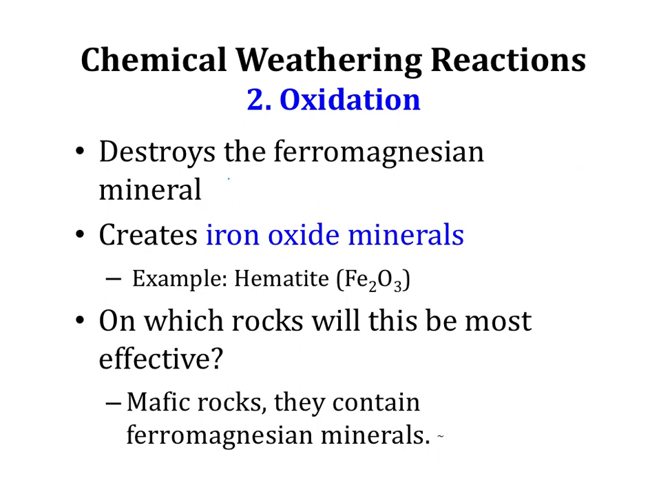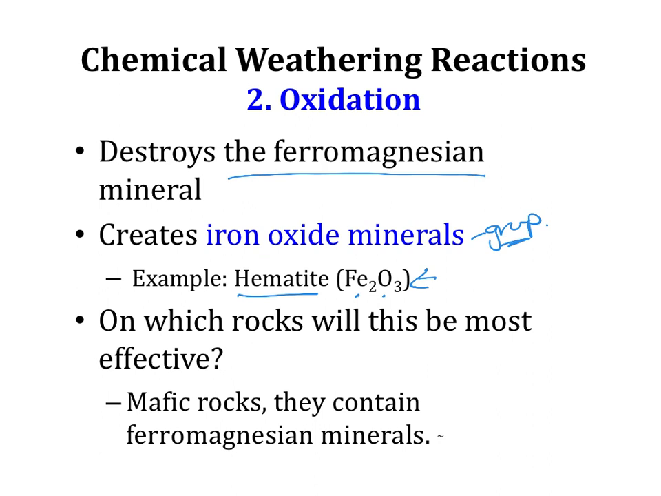So this reaction destroys the ferromagnesian mineral, but it does also create a secondary mineral. So it creates iron oxide minerals, which are a whole group of minerals. And the example that we learned when we were talking in chapter 3 about minerals was hematite, which is an iron oxide, right? So iron oxide minerals, we've got iron and oxygen. But there are more iron oxide minerals than just hematite. So we have a whole group of those minerals that can form, but the only one that we've learned and talked specifically about is the hematite.